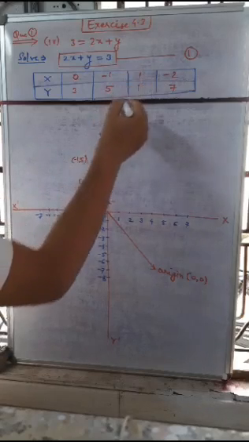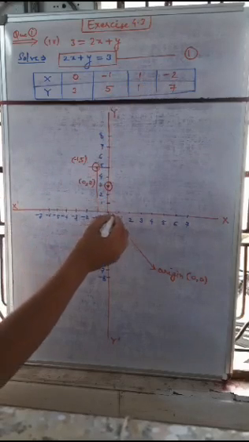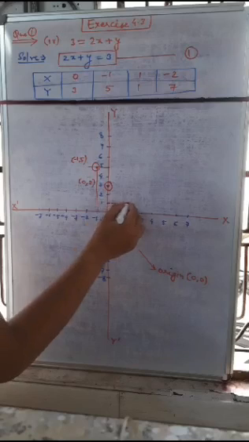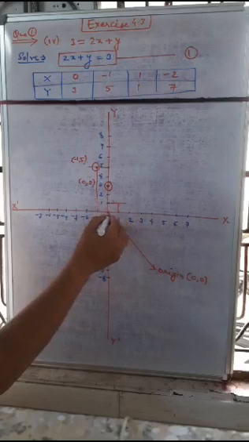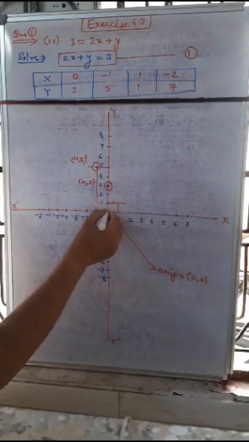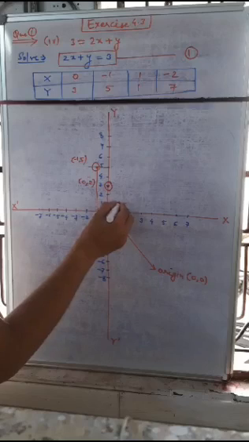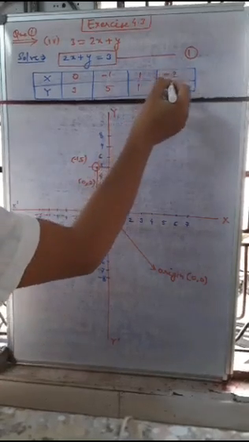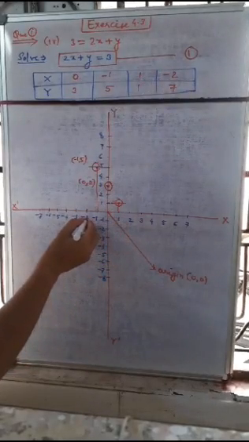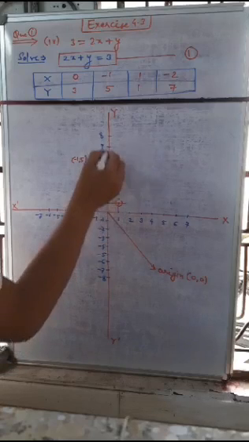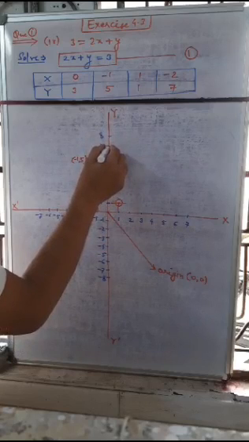Next one, 1, 1. So the point is situated here, 1, 1. That means we are going in the positive x direction, and also in the positive y direction. So we will get the intersecting point 1, 1 here. Now minus 2, 7. Minus 2 is there, and 7 will be situated at the top of the y-axis. So we will get the point.